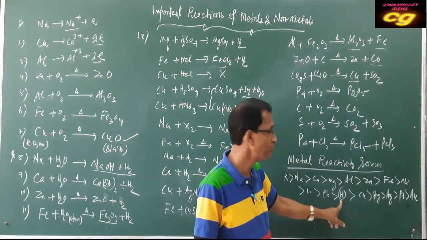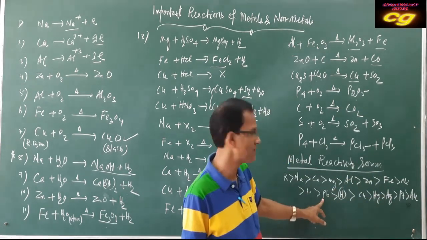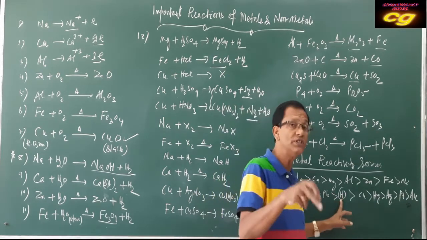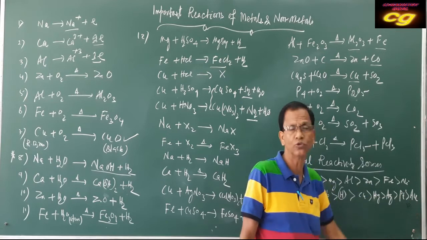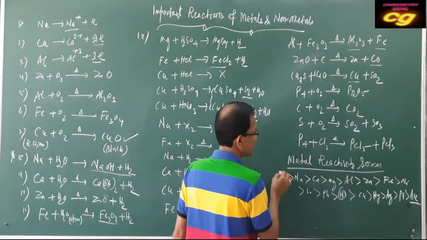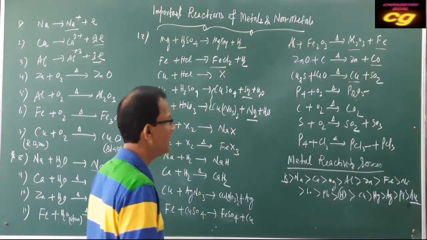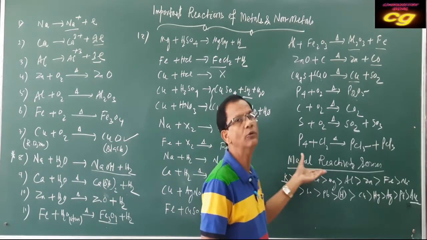Hydrogen is less reactive than these metals. Then hydrogen is more reactive than copper, mercury, silver, platinum, gold. So the least reactive is gold and the most reactive is potassium. You have to remember the metal reactivity series, the reactivity of metals towards dilute acids.